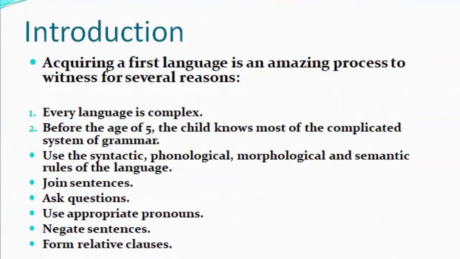learned. However, how come at the age of 5 the child acquires most of this complicated system of grammar? How come the child would acquire the syntactic, phonological, morphological, and semantic rules of such a complicated system called language? How can this child join sentences, complex sentences? And how can this child ask questions? How can you use appropriate pronouns? How can to negate sentences? How to form relative clauses?